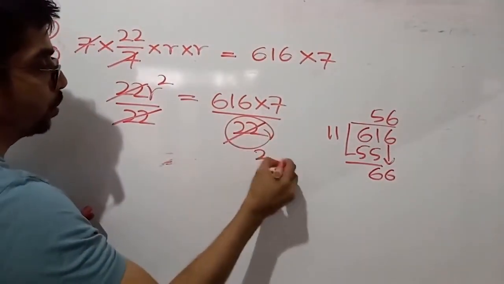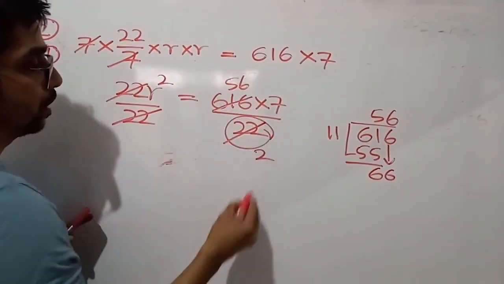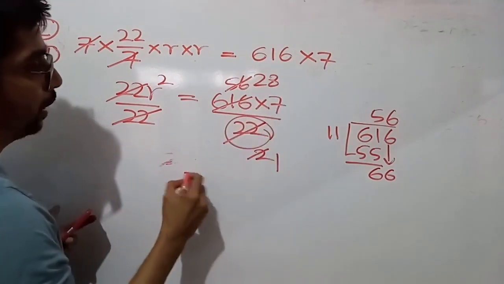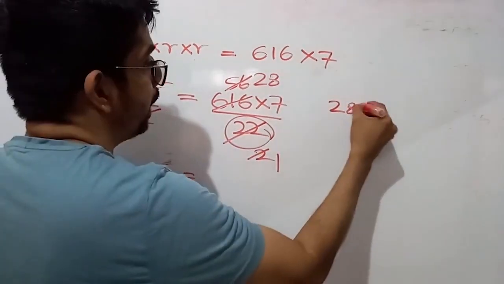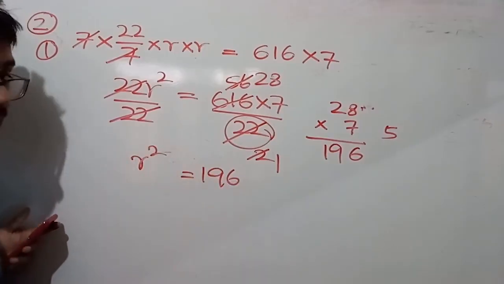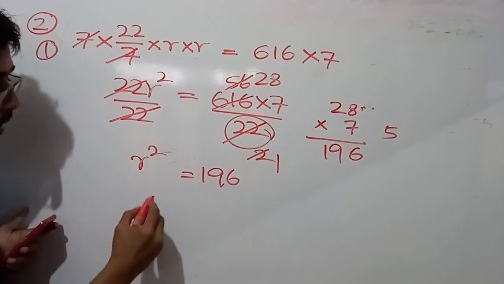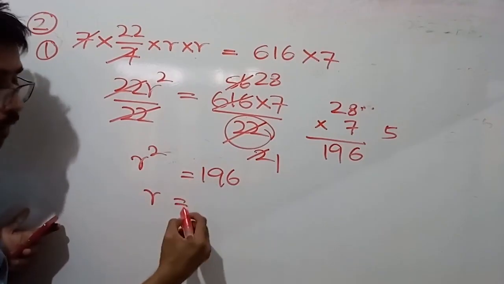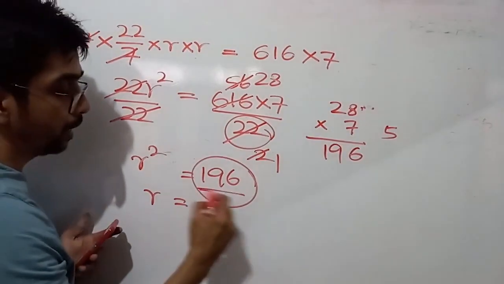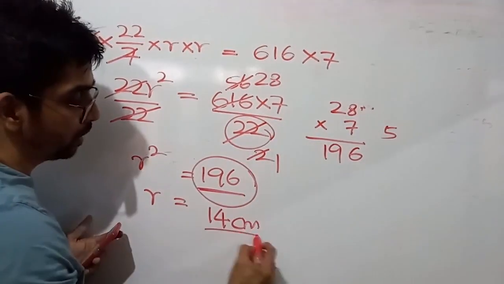So 11 times 2, 11 times 56. 2 times 1 and 2 times 28. Okay, so 28 times 7. So r squared is equal to 196. That means what? R is what? The square root. And you know how to find the square root of 196. That is what? 14 centimeters.